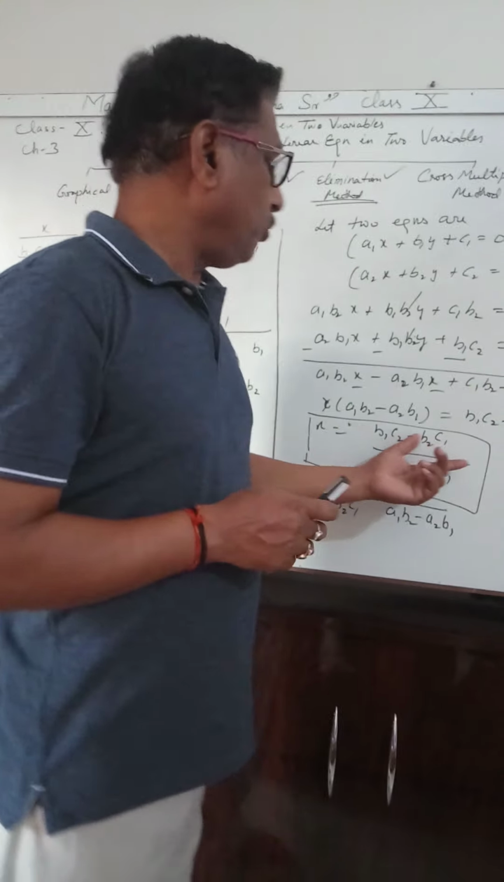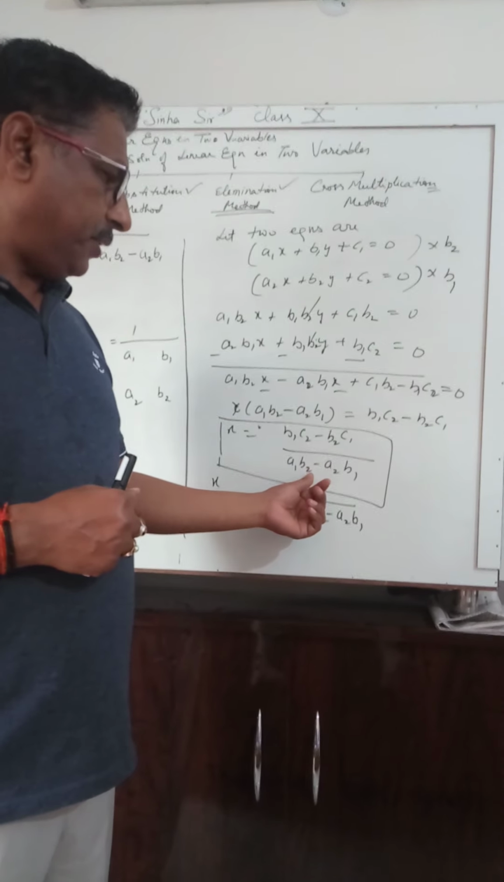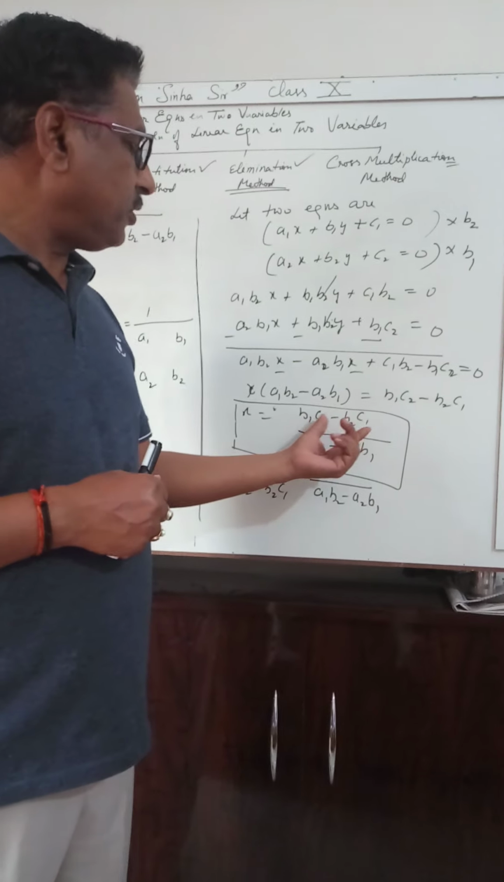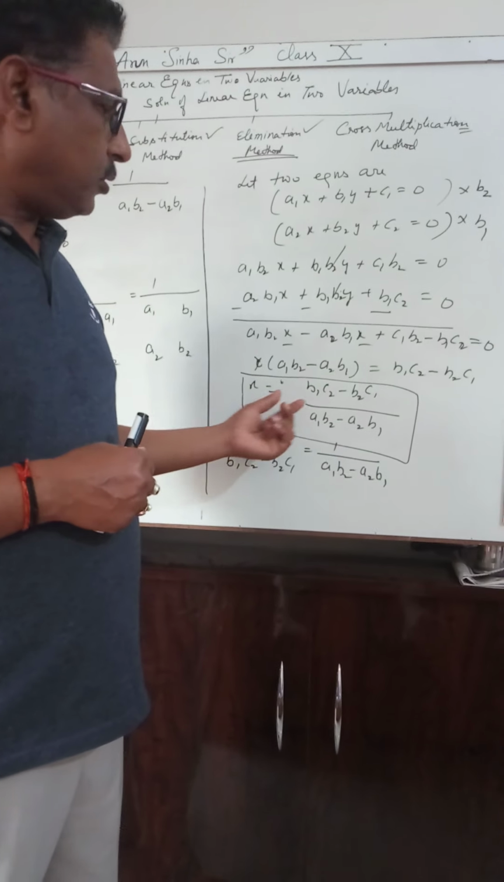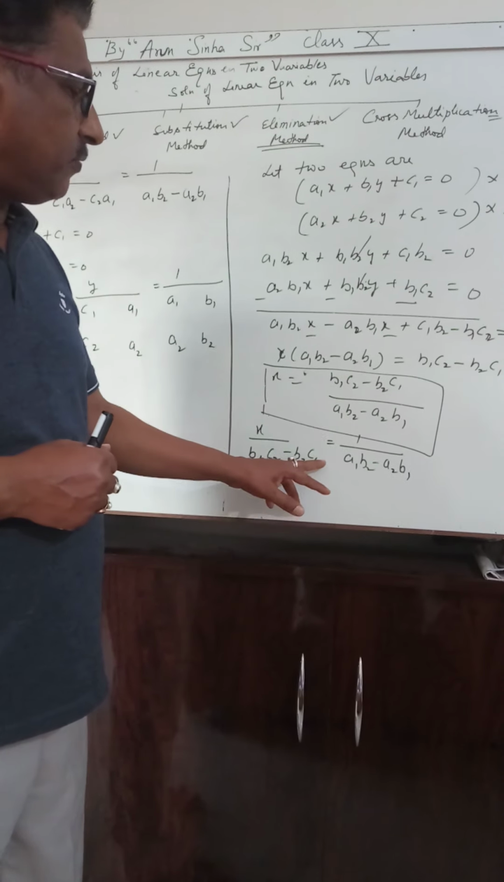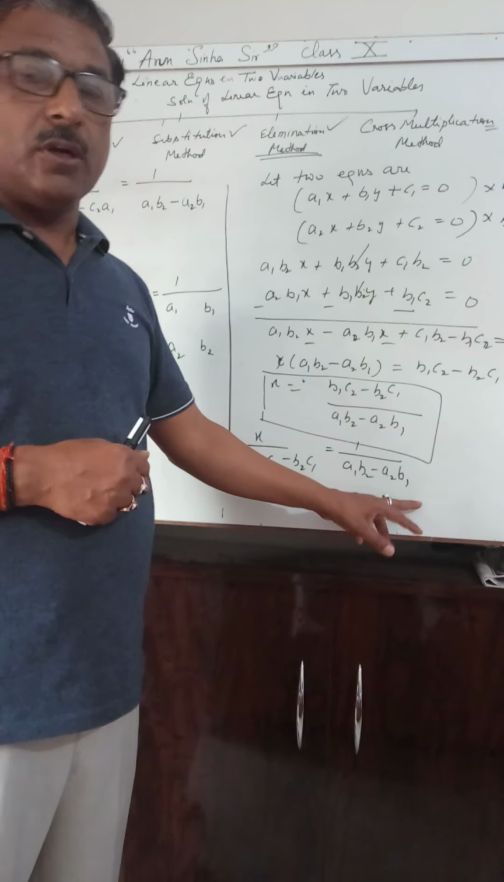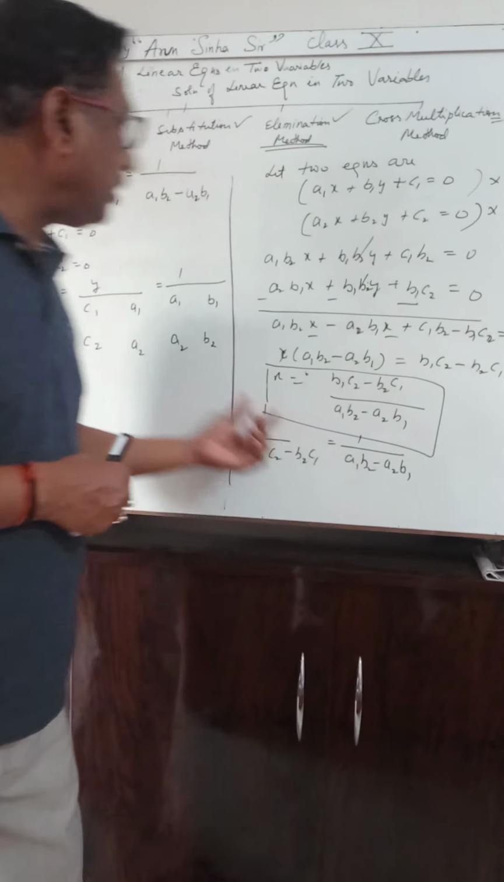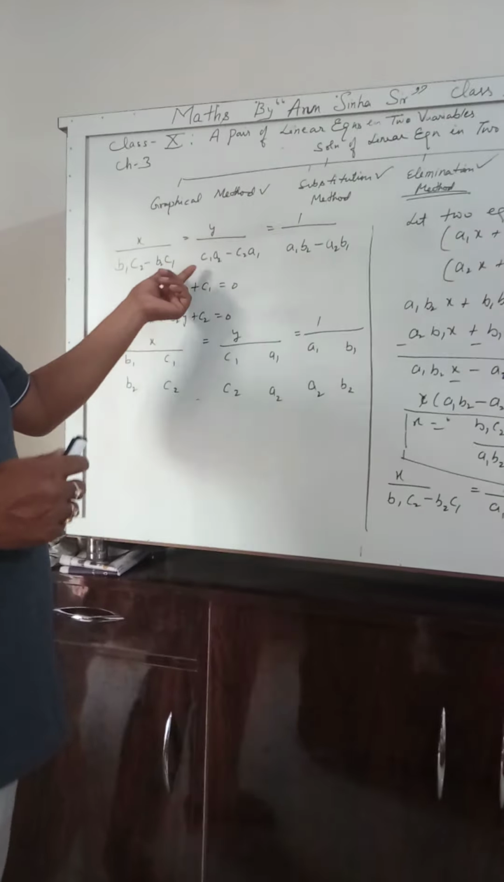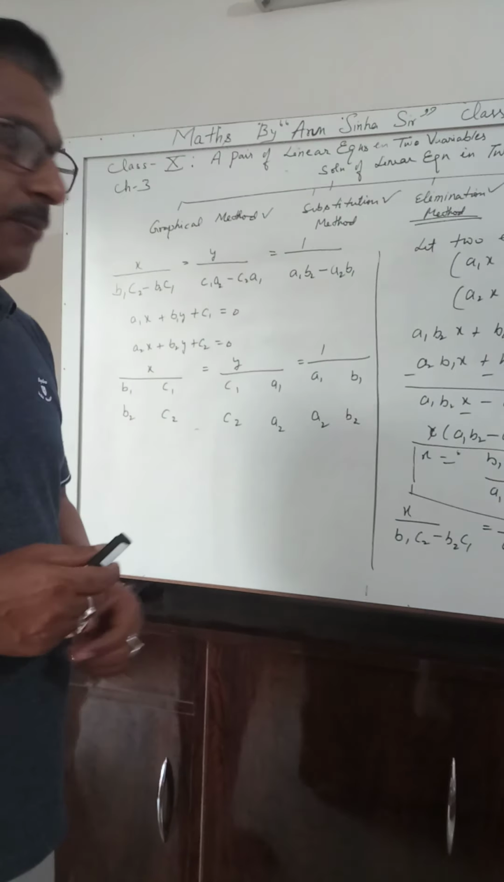Now you get the value of x as b1 c2 minus b2 c1 upon a1 b2 minus a2 b1. If you shift this term, you get x upon b1 c2 minus b2 c1 is equal to 1 upon a1 b2 minus a2 b1. You can see this term is the same as the one I have already written for you, so you get the same term.